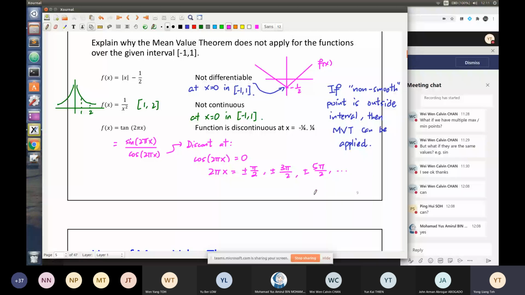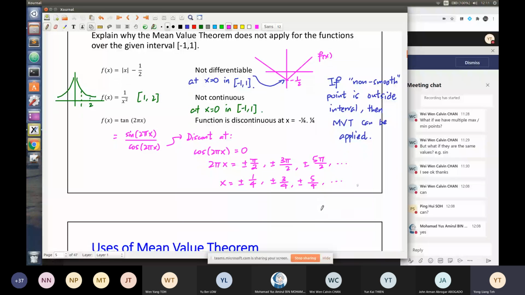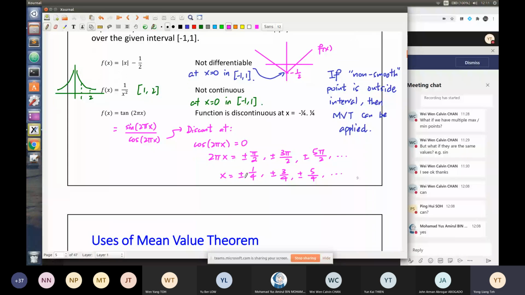So hence, if 2 pi x equals plus minus pi over 2, plus minus 3 pi over 2 and so on, dividing by 2 pi throughout, you get x equal to plus minus 1 quarter, plus minus 3 quarter, plus minus 5 quarter, and so on and so forth. So you have multiple discontinuity points. In fact, infinitely many of them, because this is a periodic function.